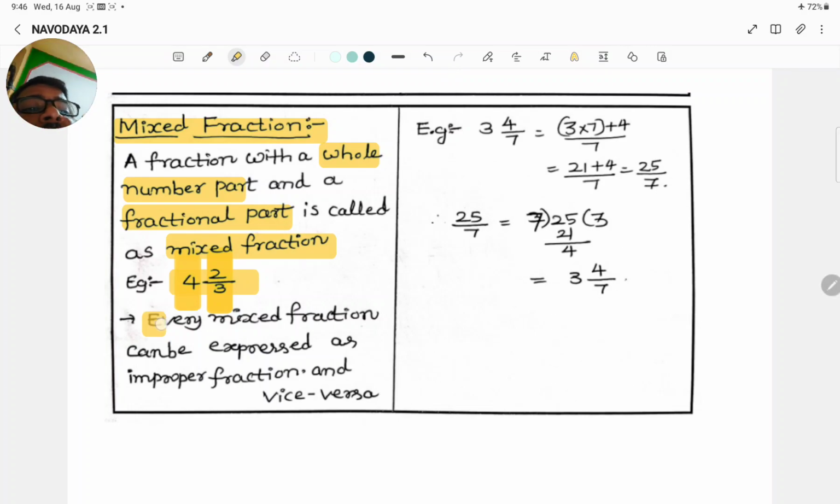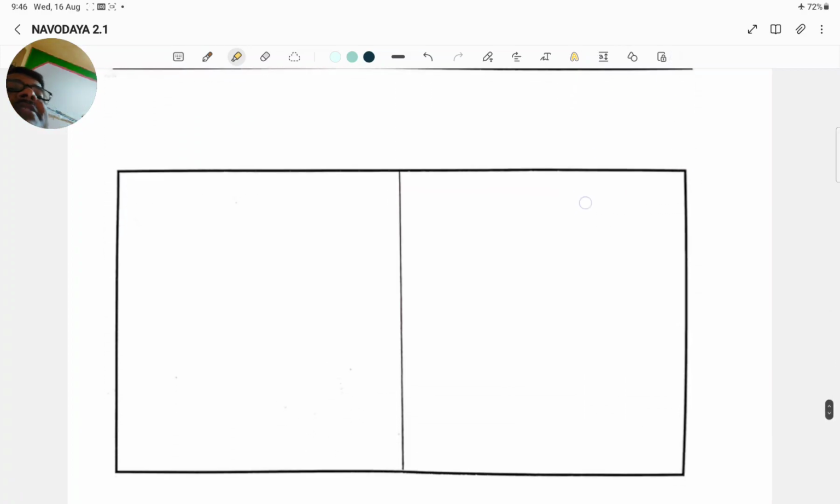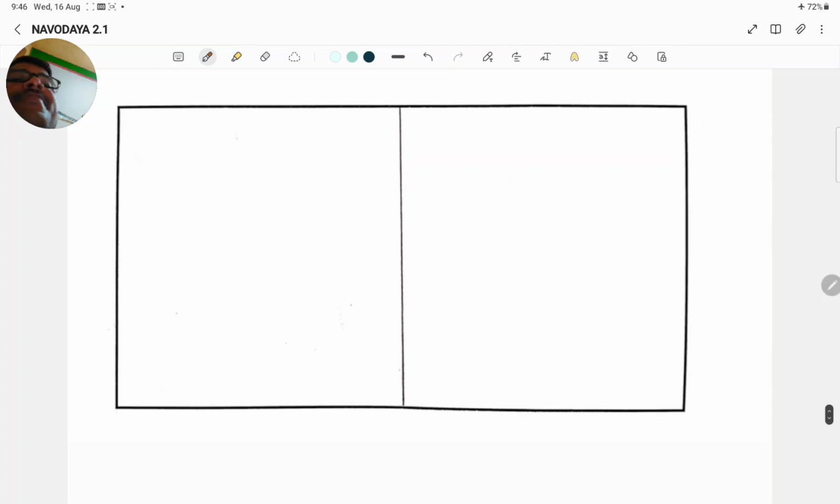See here, every mixed fraction can be expressed as an improper fraction and vice versa. Every mixed fraction can be expressed as an improper fraction, and every improper fraction can also be expressed as a mixed fraction. We can convert improper to mixed and mixed to improper. How to convert this? Now listen. I am taking the first one, mixed fraction.